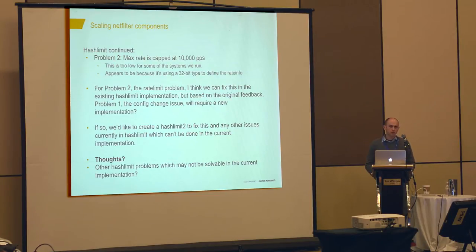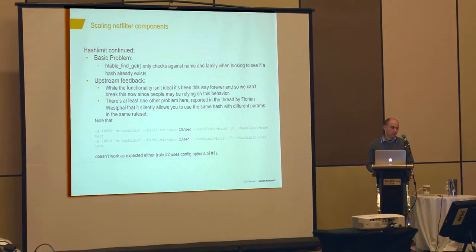We're getting requests from teams to be able to do matching on things like DNS servers, where a threshold of 10,000 packets per second is too low. So we would like to raise this limit, either in the existing hashlimit or in a new implementation, assuming that the first problem I talked about is something we can't resolve now. So I don't know, is there any, Pablo, or anybody?